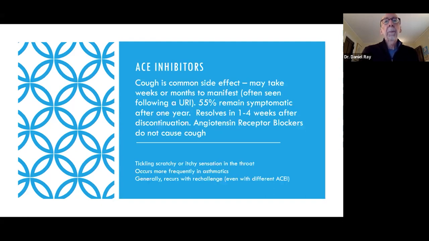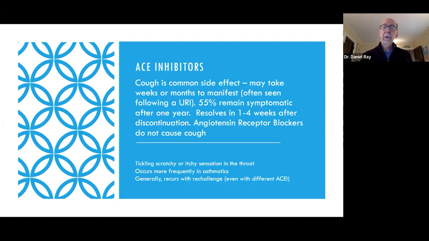ACE inhibitors, most of the time people have already picked up that the person's on an ACE inhibitor and stopped it, but sometimes chronic coughs are on the basis of an ACE inhibitor, and typically if people start an ACE inhibitor, I think the rate of cough is about 20%. Sometimes it's fairly modest and people will just live with it. Other times it's severe and they complain to the doctor and change therapy.